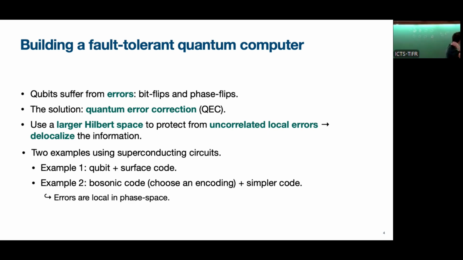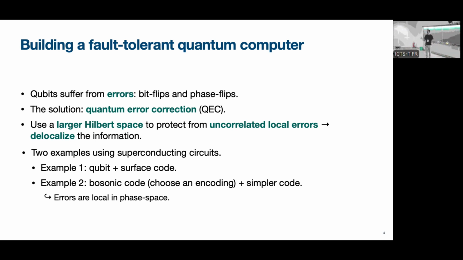This will be my first example of superconducting circuits: how we can use transmon qubits and basically the surface code, which is one kind of error correction protocol. But I will also give another example, a bit more exotic and a bit more recent, based on bosonic codes. You heard about bosonic codes during the talk of Barbara Terhal about GKP qubits.